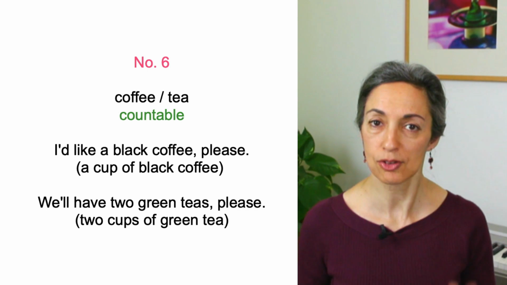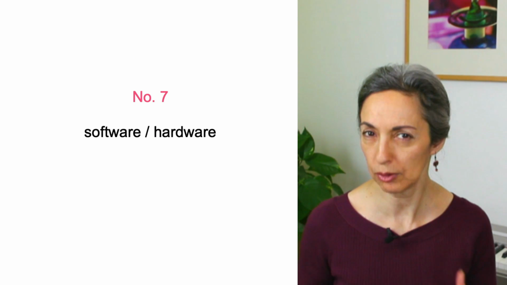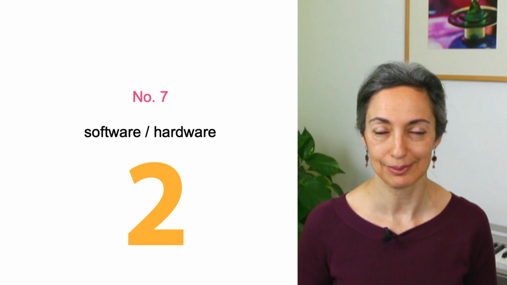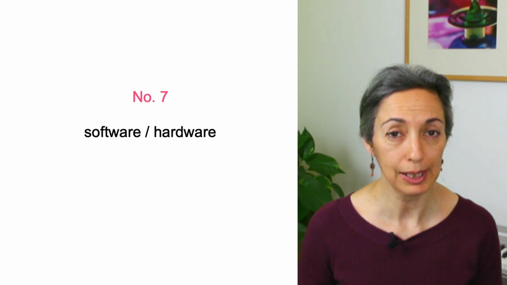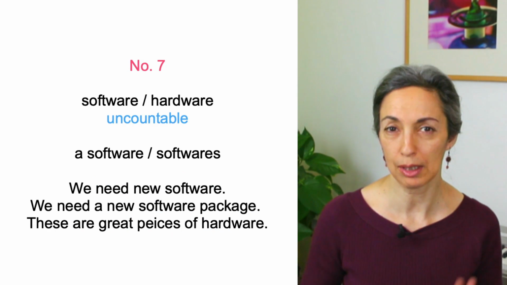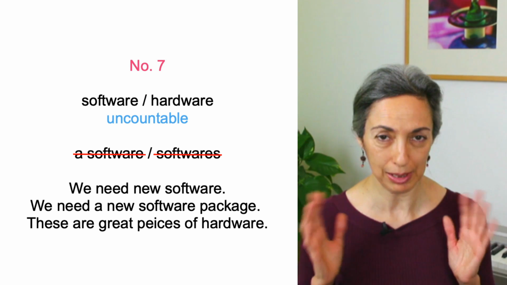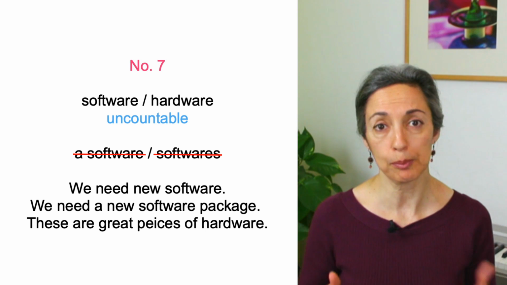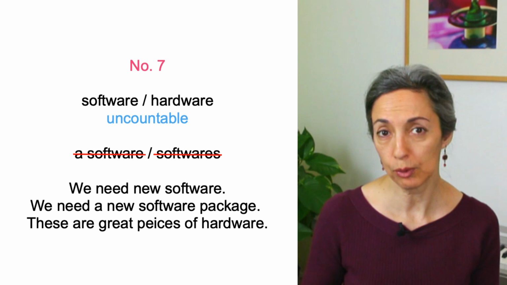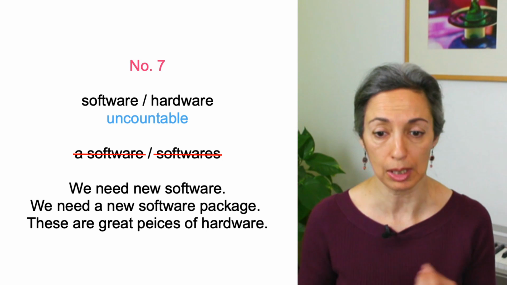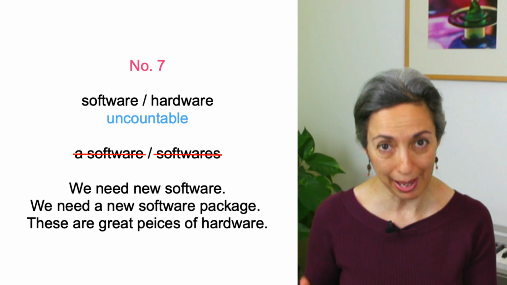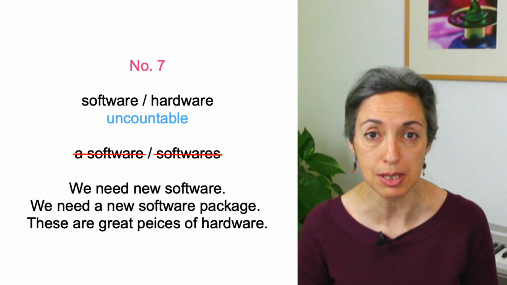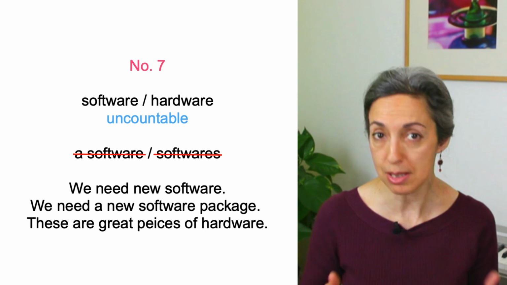Right, let's look at software and hardware. What do you think? Are they countable or uncountable? They're definitely uncountable. Avoid saying a software or softwares. You may hear that, but it's not correct. Use them as collective nouns. For example, we need new software. Or you can pair them up with countable words, like we need a new software package. Or use the word piece again. You can pair these 2 words up with piece. For example, these are great pieces of hardware.